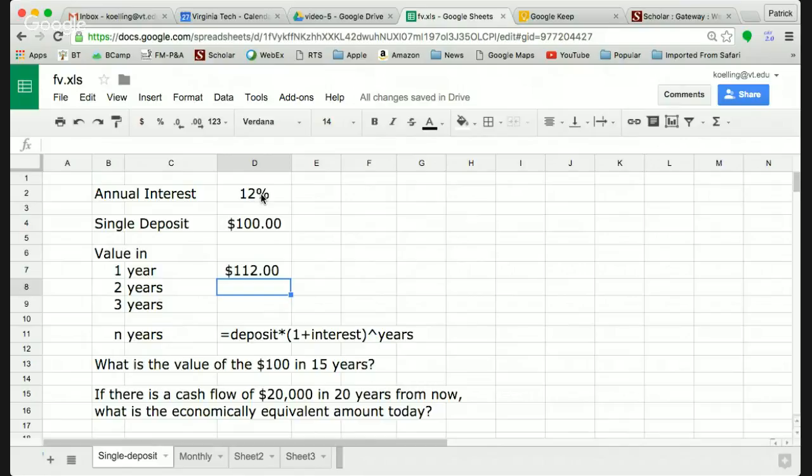How much will we have at the end of the second year? Well, we'll apply the 12% interest, and that's applied to the $112. So this is equal to 112 times 1 plus the interest rate, 125.44. And in the third year, this is equal to 125.44 times 1 plus the interest rate. So we can see that at the end of 3 years, we have $140.49.